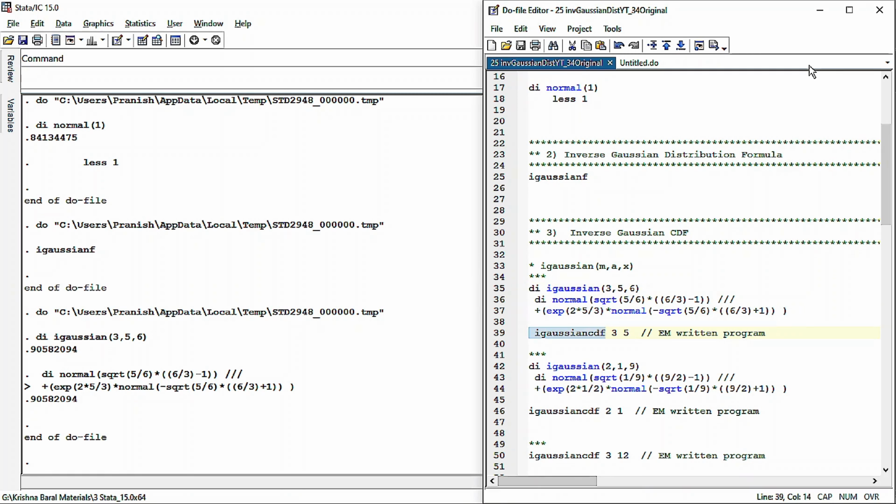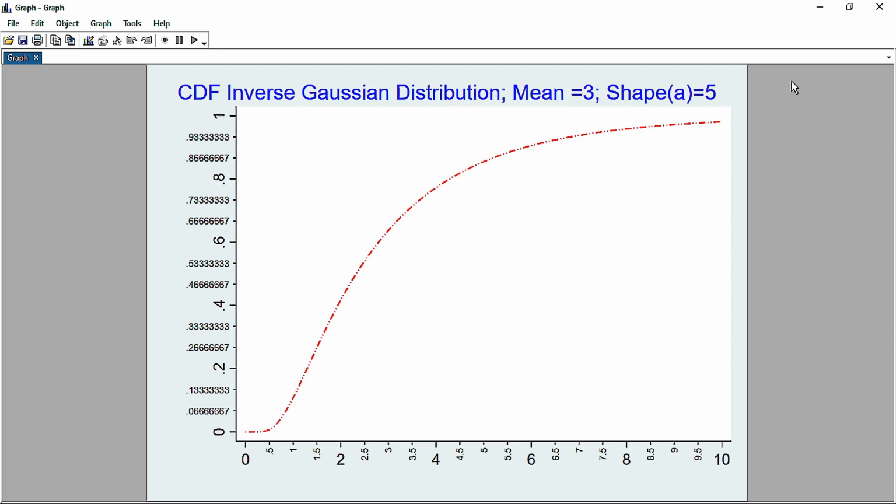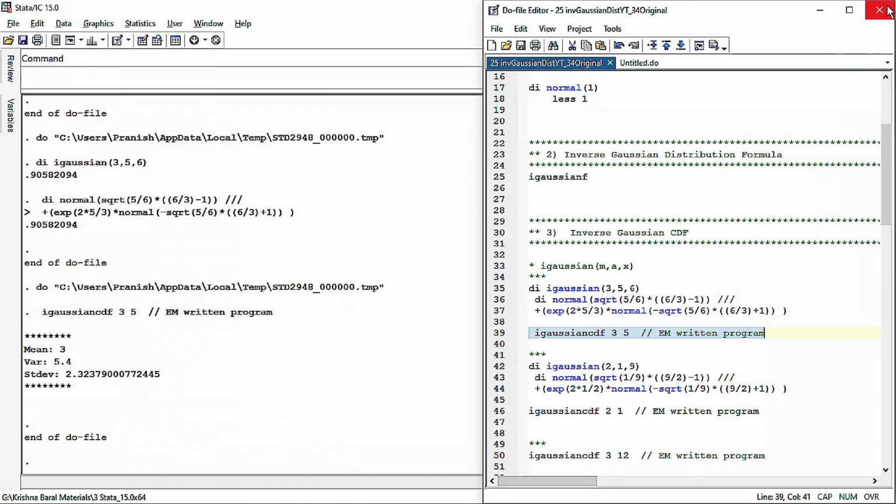This is the program written by Econometrics Melody to display the CDF of the inverse Gaussian distribution for the mean parameter m to be 3 and the scale parameter 5. Let us see the probability of getting 6 or less. It is this value, somewhere between 86 and 93, and we had 90.